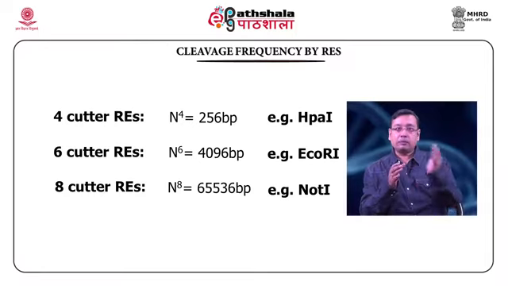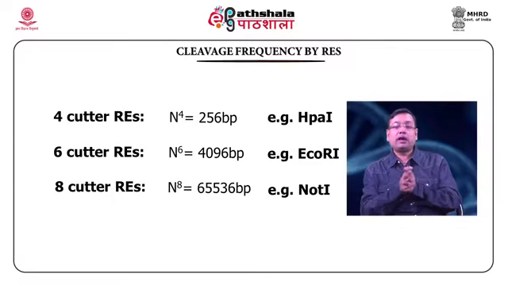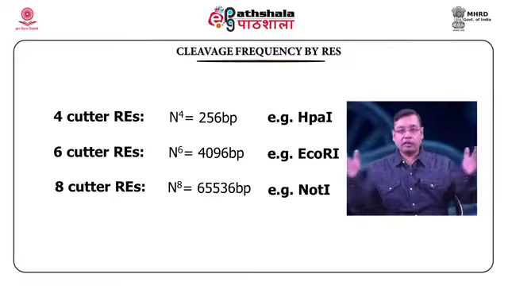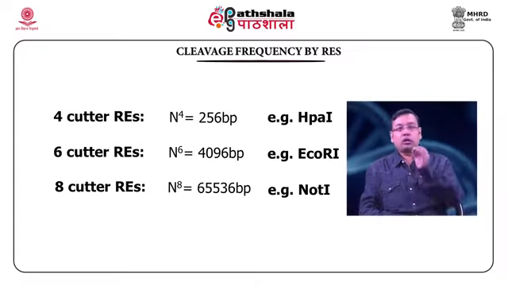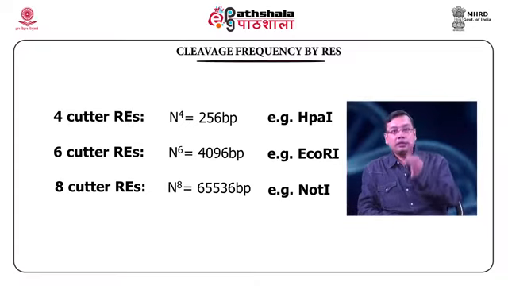Here, the 4-cutter restriction enzyme cuts every 256 base pairs, the 6-cutter restriction enzyme every 4096 base pairs, and likewise an 8-cutter restriction enzyme will cleave every 65,536 base pairs in a genomic DNA or in any big chunk of DNA. So now you understand how these restriction enzymes have the frequency to cut or chop the DNA indiscriminately.